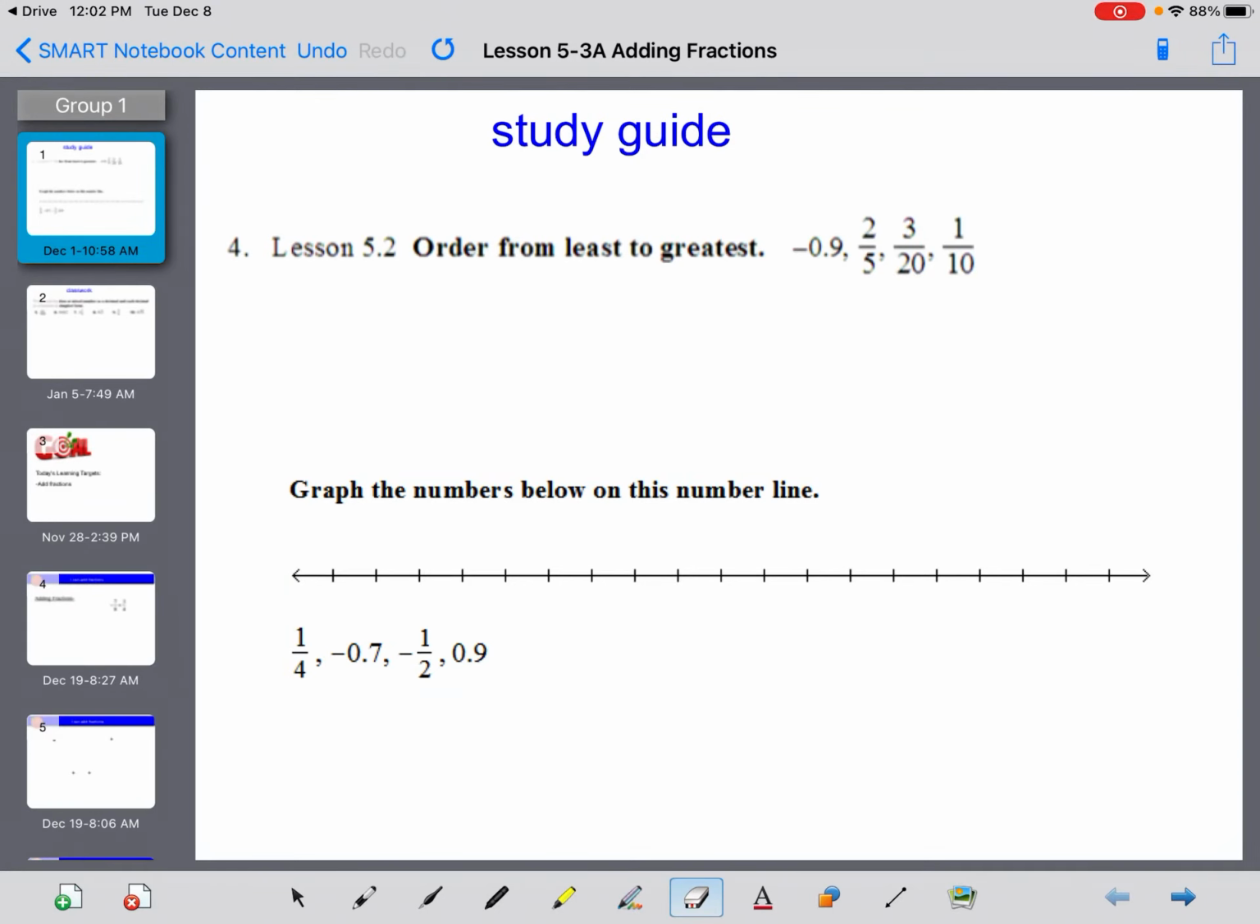This is Lesson 5-3A from the Algebra Readiness textbook. In your notes packet, work the study guide problems. Then continue the video when you're ready to compare your answer to mine.